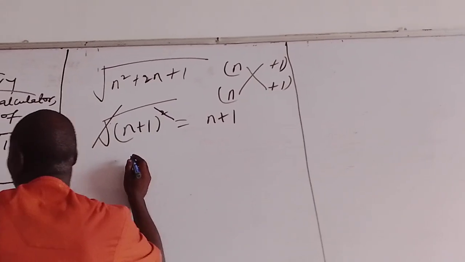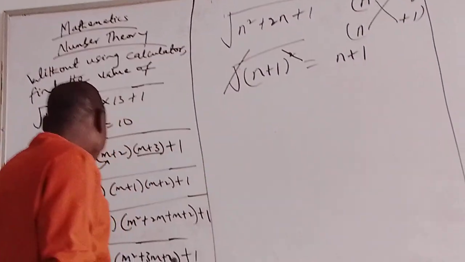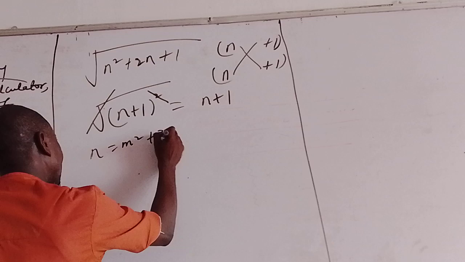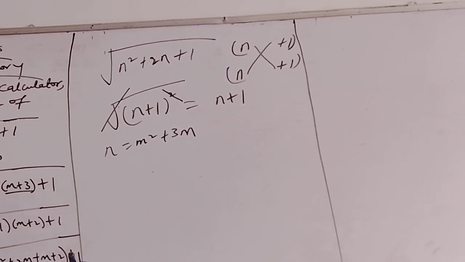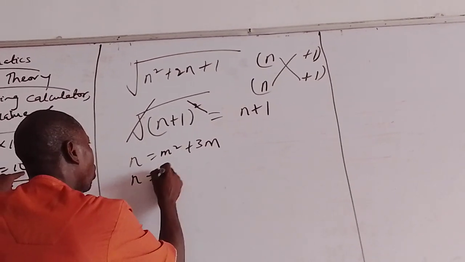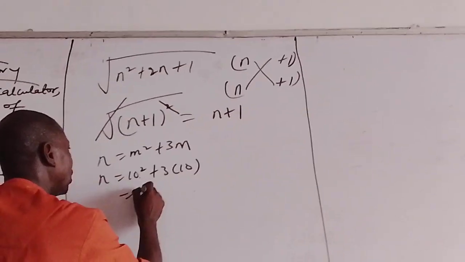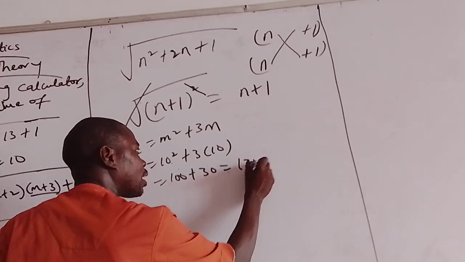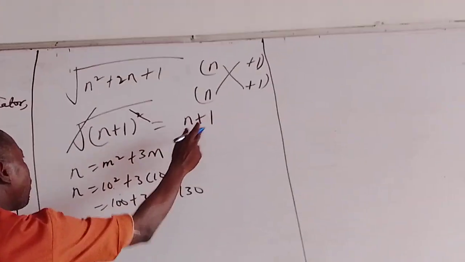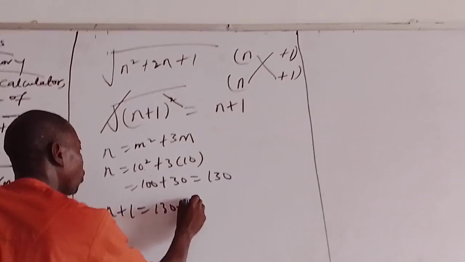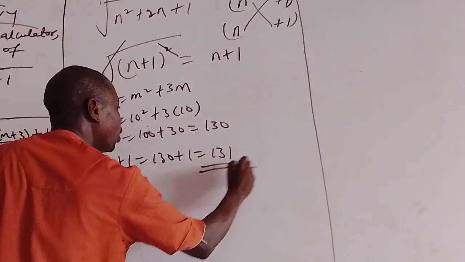So we now go back to the origin. We said from the start that n is equal to m squared plus 3m, and our m was 10. So n is equal to 10 squared plus 3 into 10. That is, 10 squared is 100, 3 times 10 is 30. 100 plus 30 is 130. And our result is n plus 1. So that means n plus 1 is equal to 130 plus 1. So the final answer is 131.